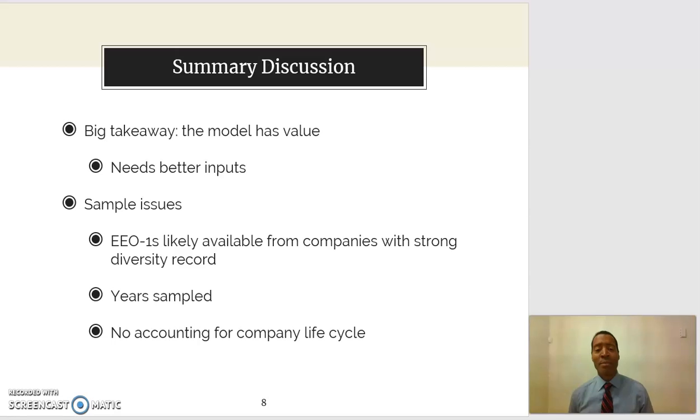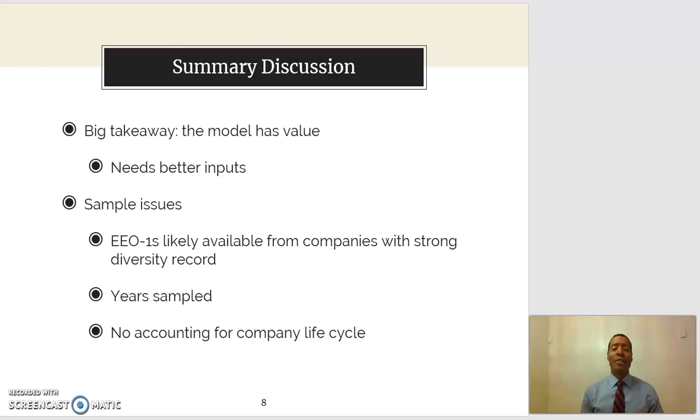Another issue with the sample is the sample years that I had to use. This was because of the lack of availability of the EEO1s. So my sample years went all the way from 2010 to 2020, with the bulk of them taking place in 2017 and 2016. However, there was a good variety within those years, and lots of different things took place during that decade, which can affect profitability beyond just diversity.